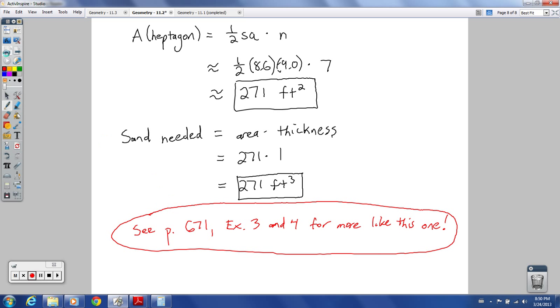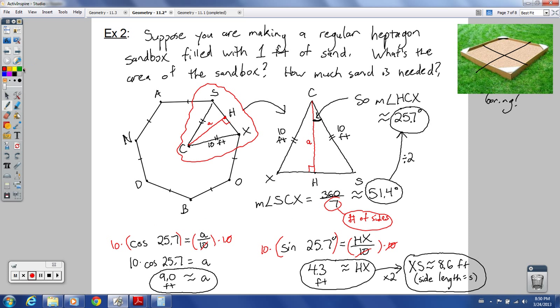It's a really good review question though of trig and some ideas about triangles that we've learned before and about polygons that we've learned before, just putting it all together in this question. And so hopefully that helps you, and let me know in class if you have any questions. Thanks guys.